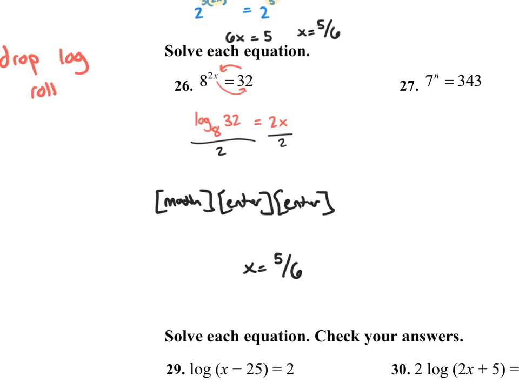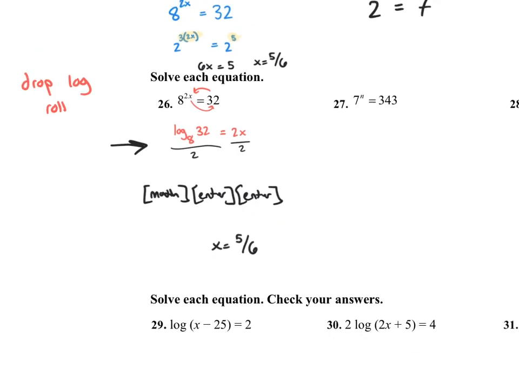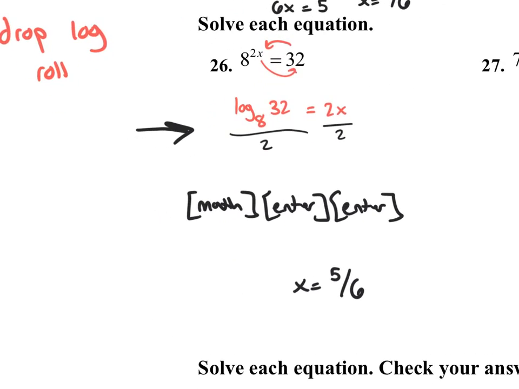And I would encourage you to practice on your calculator typing that in. Type in your log base 8 of 32, and then when you get that and you divide it by 2 and you hit math enter, you should get that 5 over 6. If you're not getting that 5/6, you are typing in something wrong here, and that's an issue. Because if you're going to use this method, the drop, log, and roll method, you need to be able to type these in on the calculator appropriately to get your fraction answer.